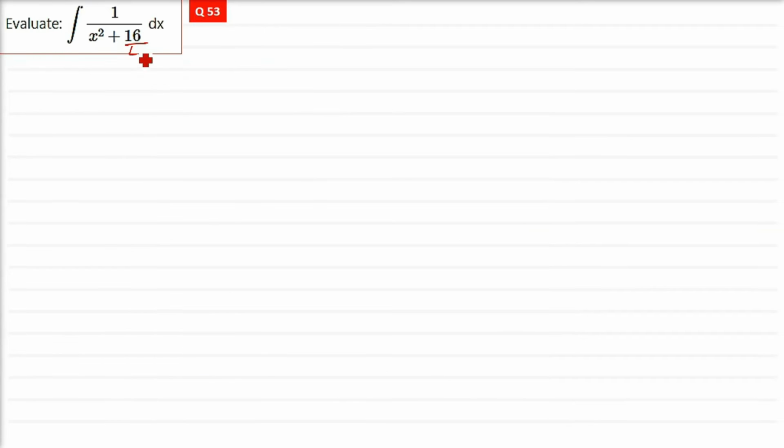Now we have direct formulas like x square plus 16. When you have 4, 9, 16, 36, all these are squares: 2 square, 3 square, 4 square, 5 square. So you can use the formula directly. 1 by x square plus 16, and 16 can be written as 4 square. So 1 by x square plus 4 square.